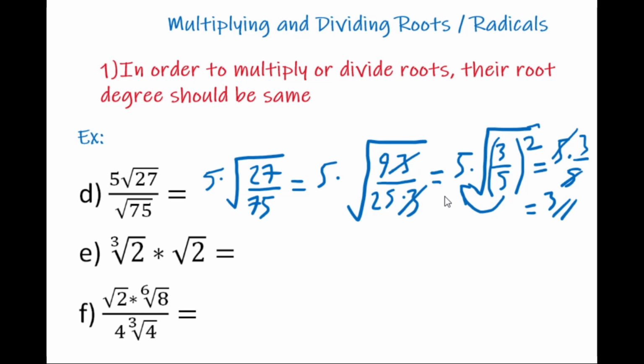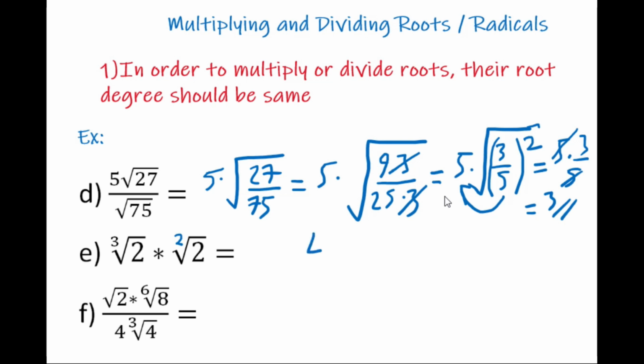And now the next question. In the next question we have different roots. What we're going to do in such types of questions is make the root degrees the same. How are we going to do it? Of course, we need to expand the root degrees. Well, in the first term we have 3 as a root degree. In the second term we have 2. In order to expand the root degrees, we need to find their least common multiple.